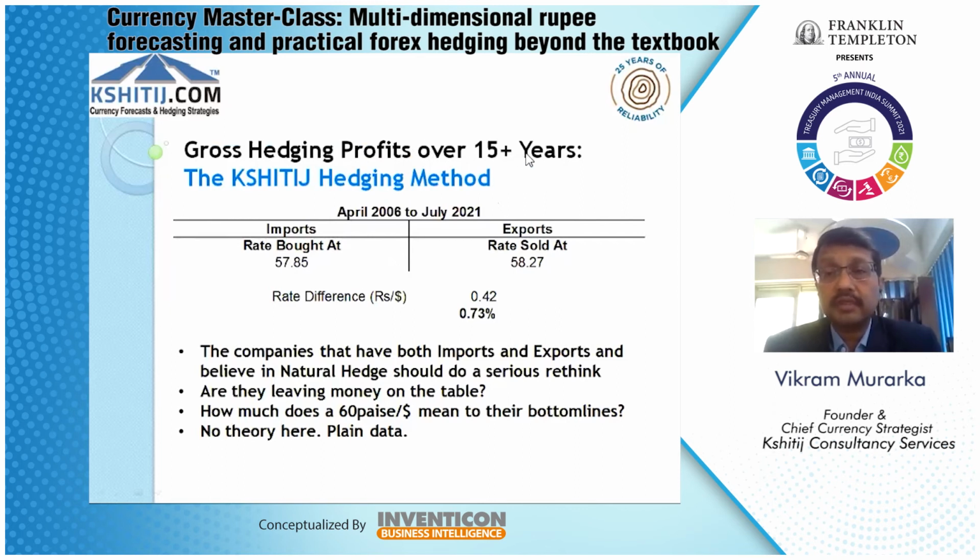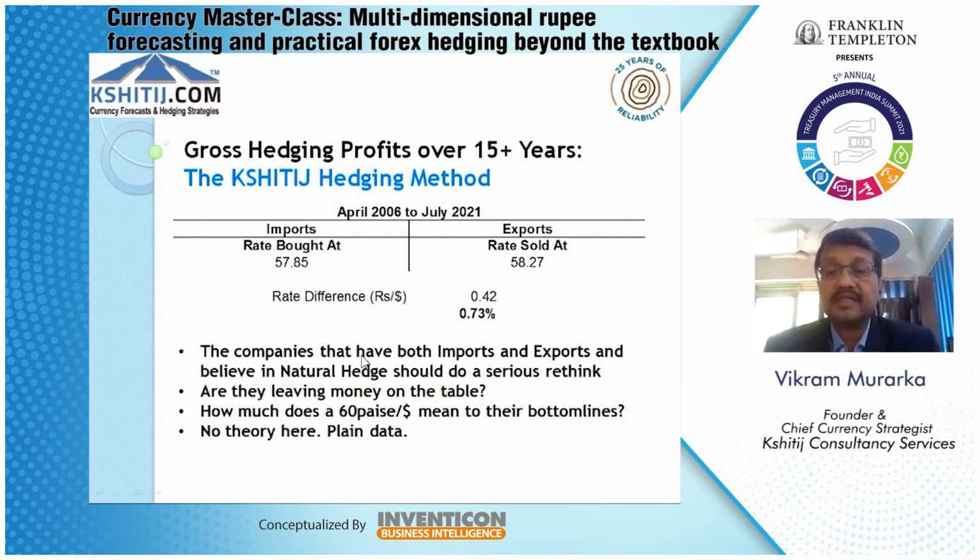Let me share with you the results of the Kshitij hedging method over the last 15 plus years, from April 2006 to July 2021. During this period, import payment rate average was 57.85 and export realization rate was 58.27. Now this includes all forward cover, option costs, all hedging costs and all forecasting mistakes, everything is covered here. That said, we got a rate difference of 42 paisa per dollar between 57.85 we paid for imports and 58.27 we got for exports. So that's 42 paisa or 0.73% of the import rate.